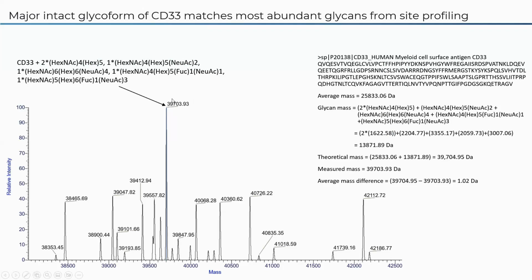the highest peak of the intact data, with an error of just 1 Dalton. And so this was a nice validation showing nice consistency between the bottom-up data, identifying the most abundant glycans in GlycanFinder, and matching to the most abundant glycoform at the intact level.